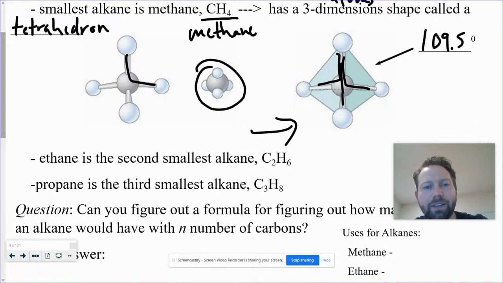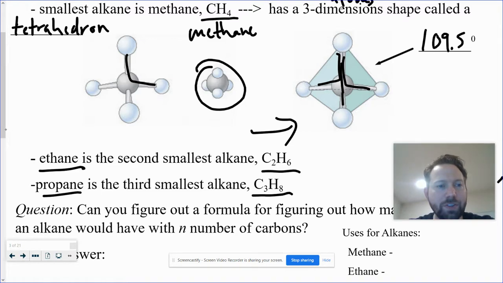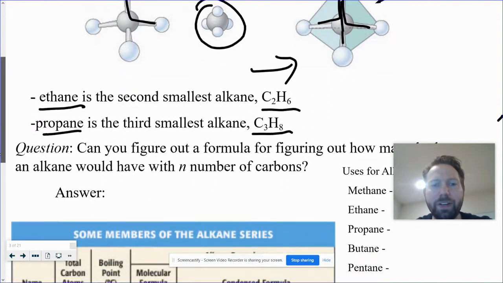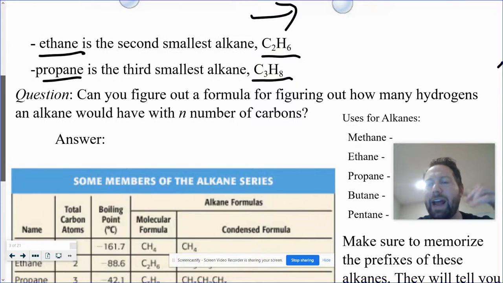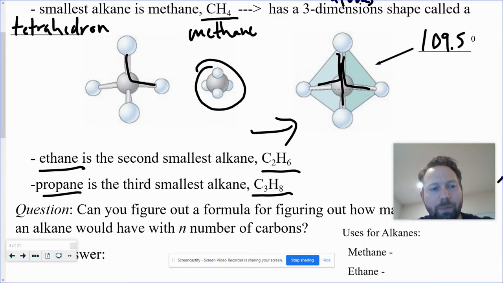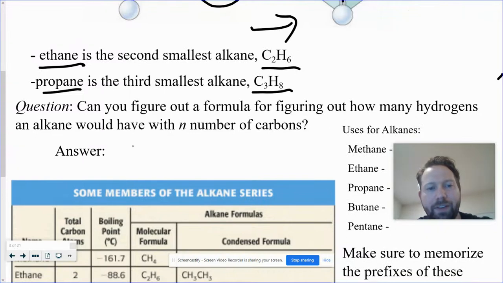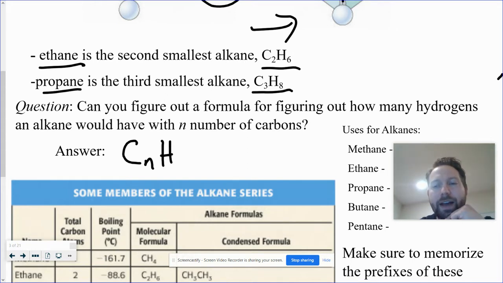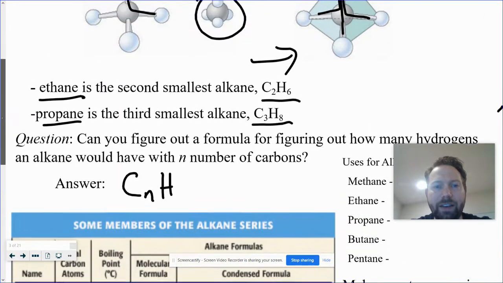And then we have our second smallest alkane, which is ethane. It's C2H6, and propane, C3H8. So, question for you, can you figure out a formula for figuring out how many hydrogens an alkane has if you have n number of carbons? So my question is really this: you have Cn, n representing a variable number of carbons, how many hydrogens would you have? Well, look at the pattern that you noticed with methane, ethane, and propane.